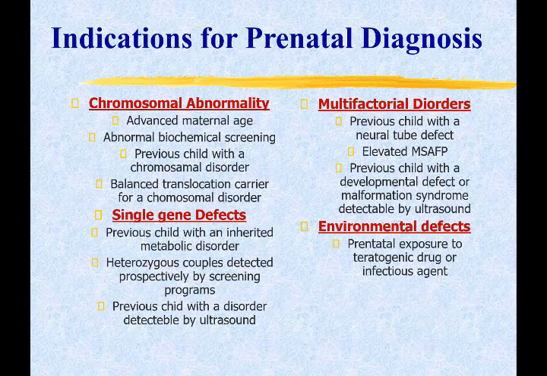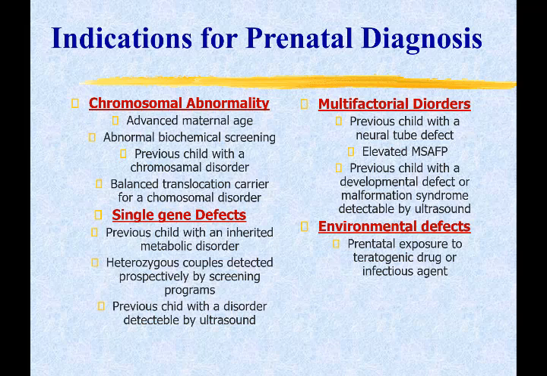Indications for prenatal diagnosis. When do we need to actually get fetal samples, either amniocentesis or chorionic villous sampling? It's listed in these four categories according to the genetic diseases that I described.